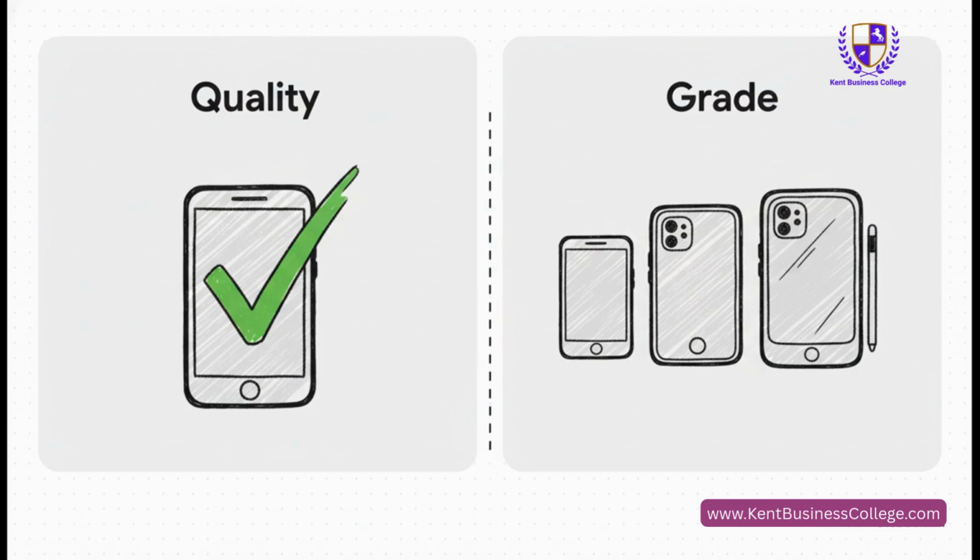Grade, on the other hand, is all about the features. So for your project, Adam, the real question for that stakeholder is, are you talking about fewer bugs, which is a quality problem, or are you asking for more features, which is a change in grade?